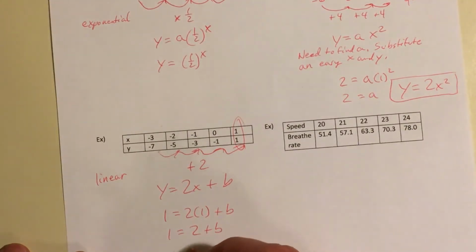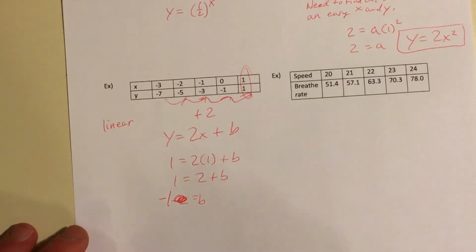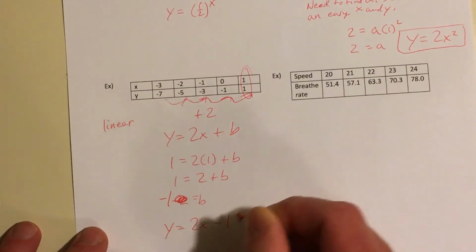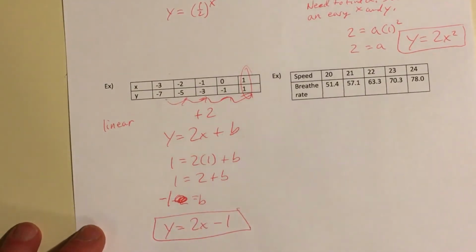Solve for b. Whoops, sorry, I'm a little sleepy. We get b is equal to -1. And then we can write out our equation, y equals 2x minus 1. Just like that.